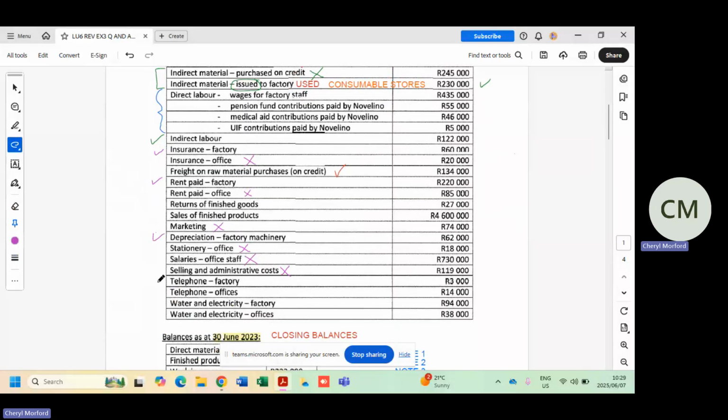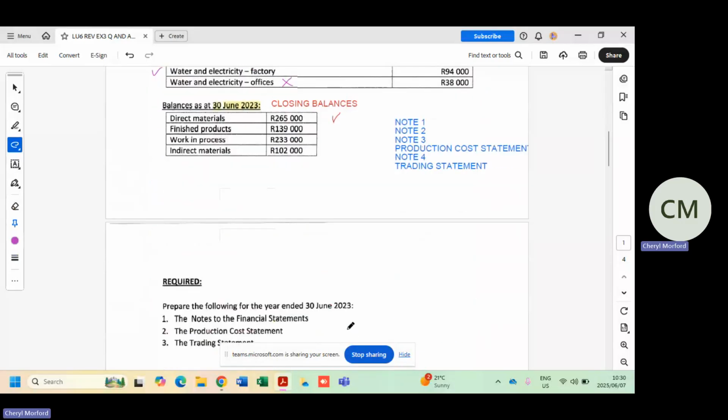The telephone for the factory. Yes, but once again, not for the offices. The factory water and electricity, absolutely, but not for the offices. So we're going to take these items, we're going to include them in your factory overheads note. So here we go.